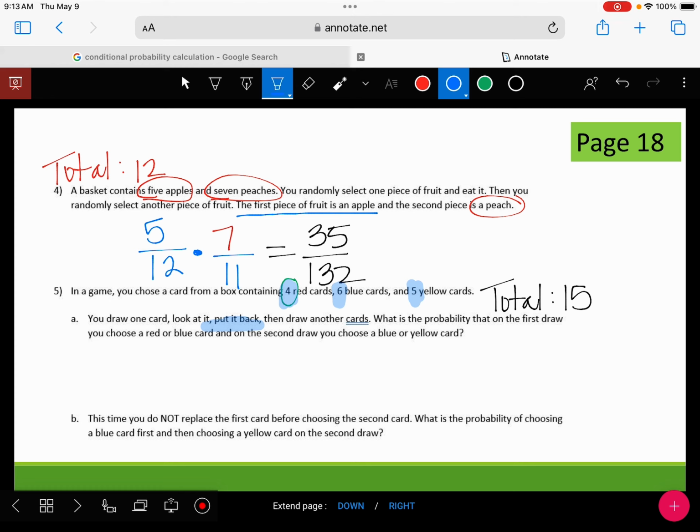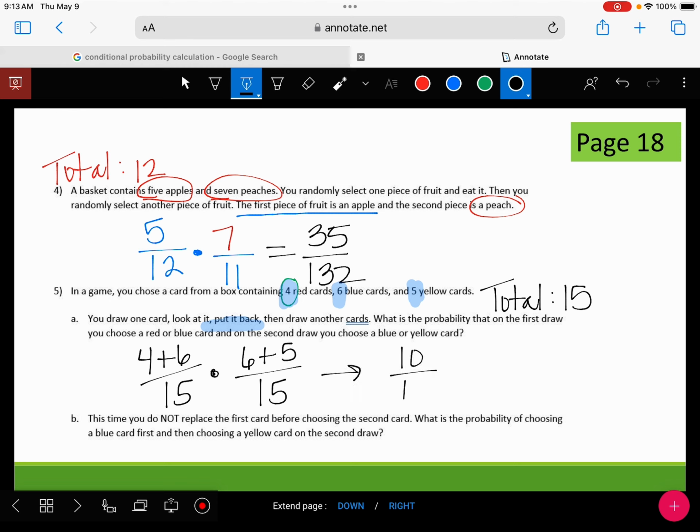So what's the probability that the first time I pick a red or a blue? That's important. The first time I pick red or blue. So red or blue would mean I would have to add that 4 plus 6 together, which would be a 10. The second time, because I put it back, we still have 15. It was a blue or a yellow, so that would be 6 plus 5. So what we have is 10 over 15 times 11 over 15. All right, go ahead and multiply that out and see what you get.